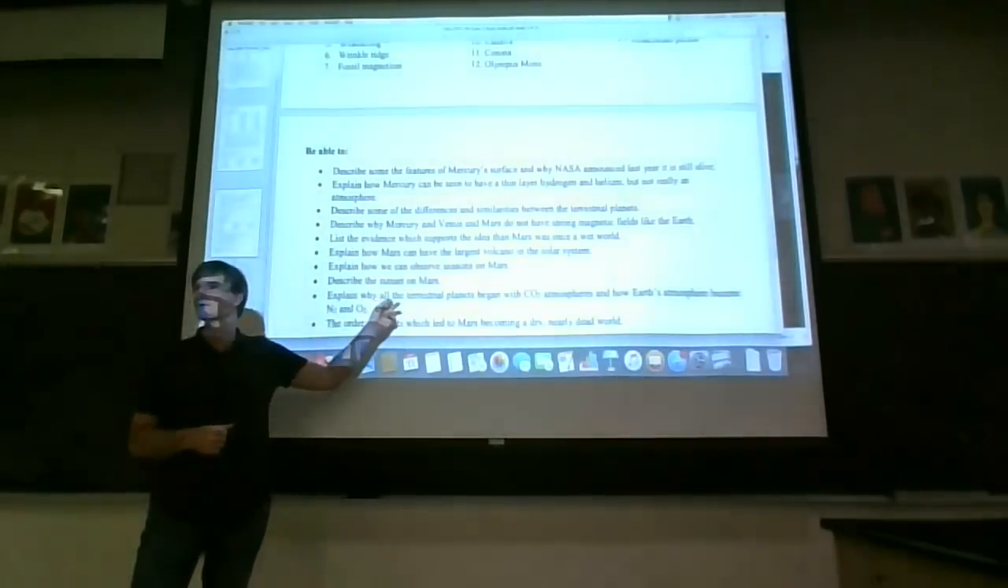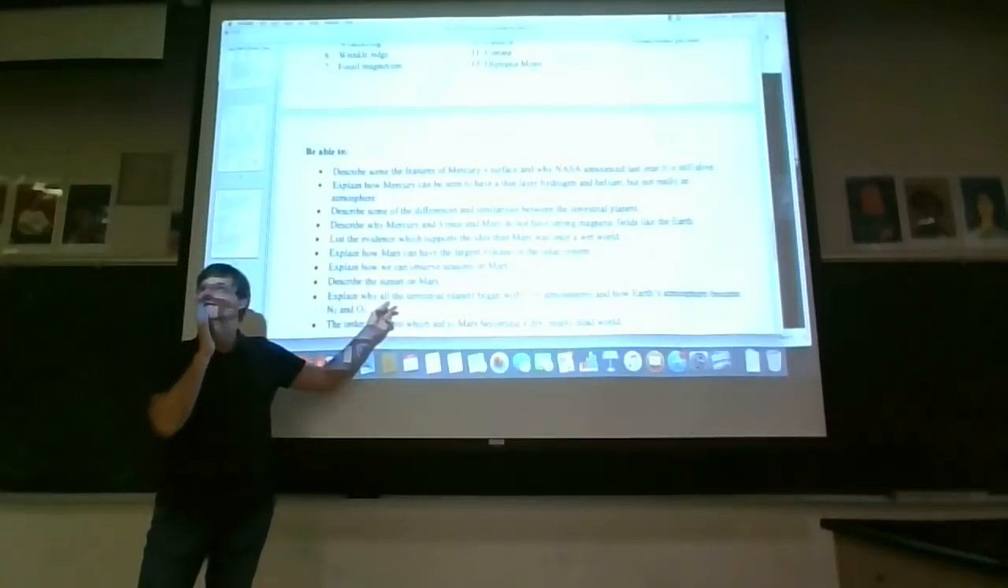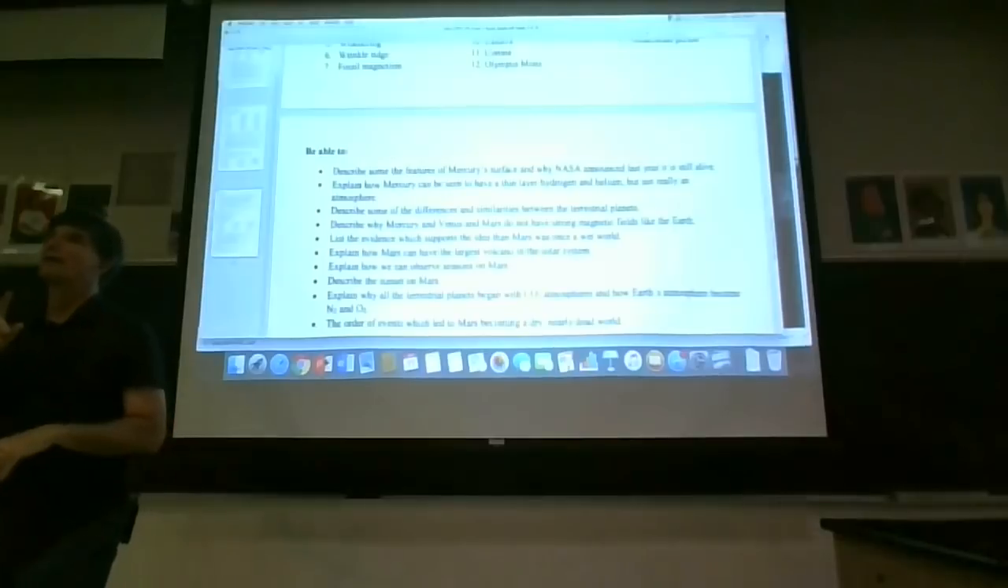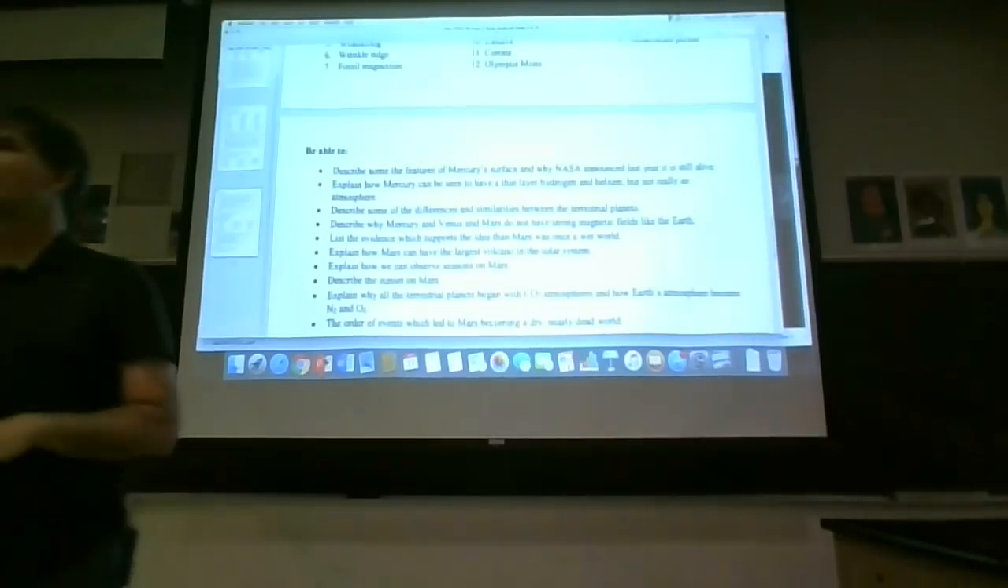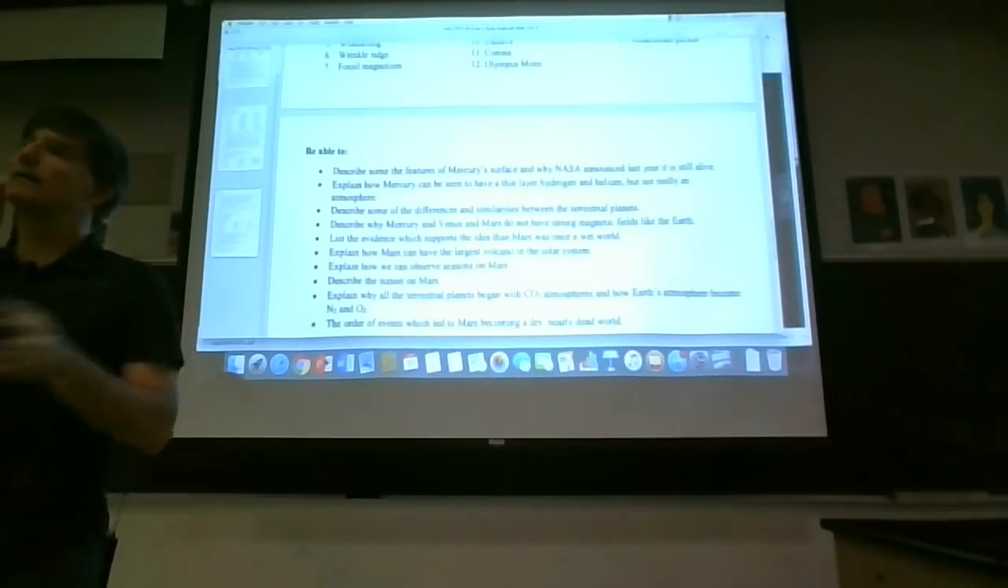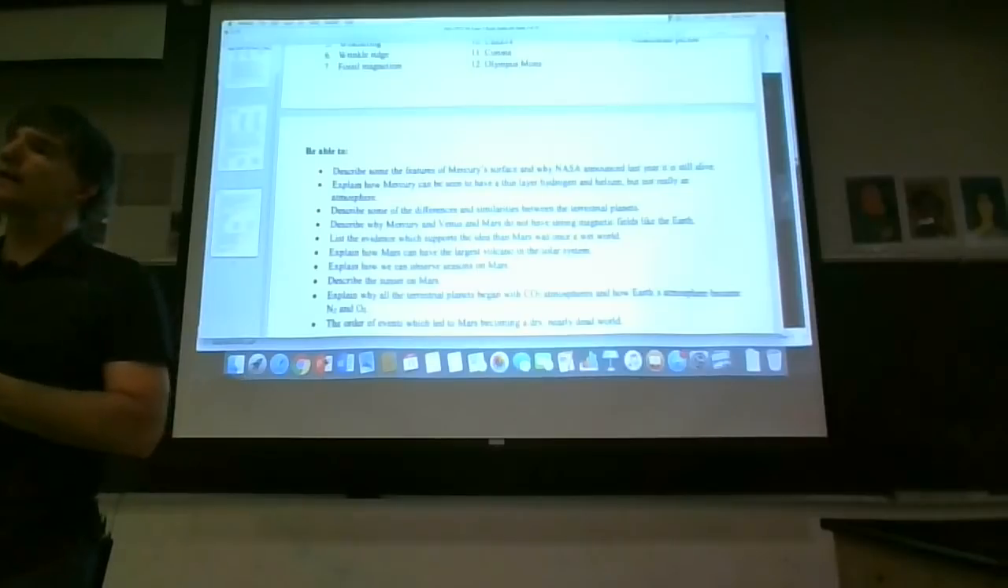Describe sunset on Mars. Did I show you this? Oh my gosh, I think I forgot. Anybody know? What color is the sky on Mars? What color is the sky on Earth? Blue sky, right? Everybody agree? Why? Because the atmosphere scatters blue light, shorter wavelength light, more than any other color.